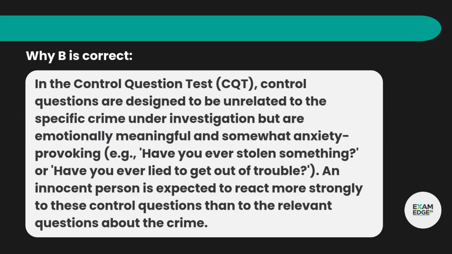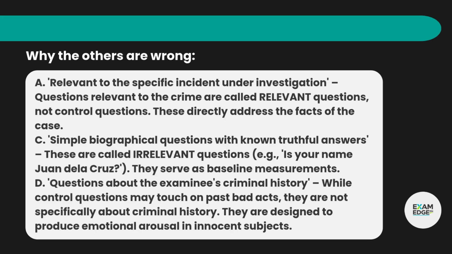Why B is correct? In the control question test, CQT, control questions are designed to be unrelated to the specific crime under investigation but are emotionally meaningful and somewhat anxiety-provoking. E.g., have you ever stolen something? Or, have you ever lied to get out of trouble? An innocent person is expected to react more strongly to these control questions than to the relevant questions about the crime. Why the others are wrong.